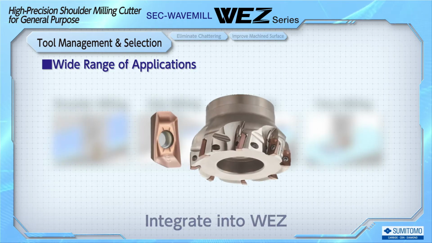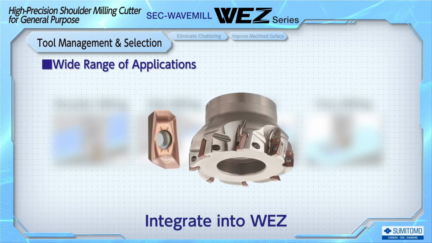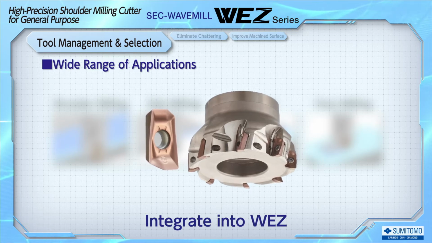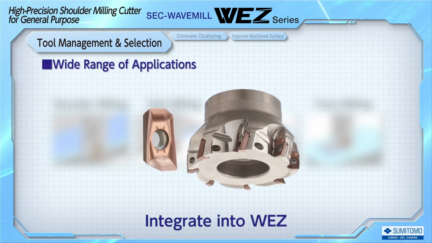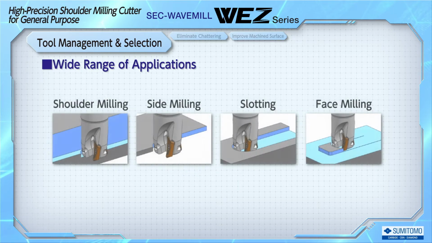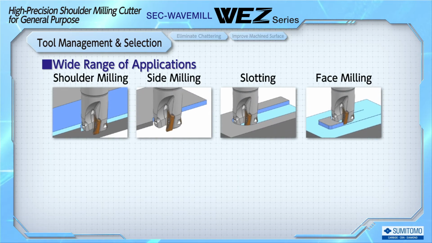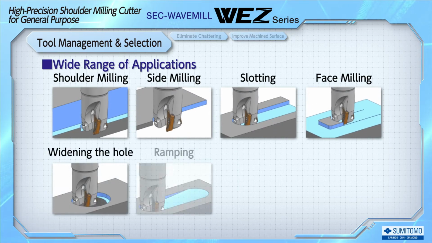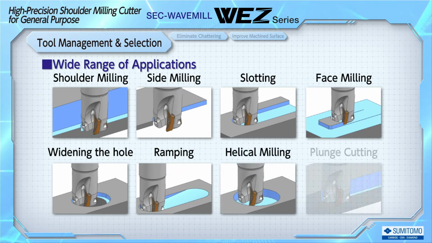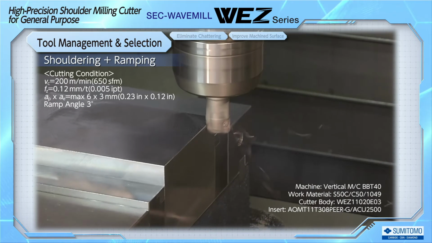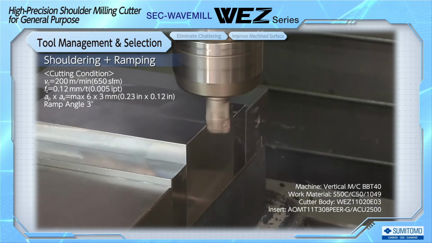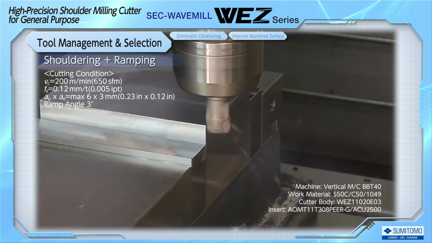By thoroughly reviewing the tool design, WEZ can support various applications and integrate tools. In addition to shouldering and facing, it can also be used for ramping, helical boring, and plunge application. Let's look at actual cutting demonstration. First of all, shouldering and ramping.